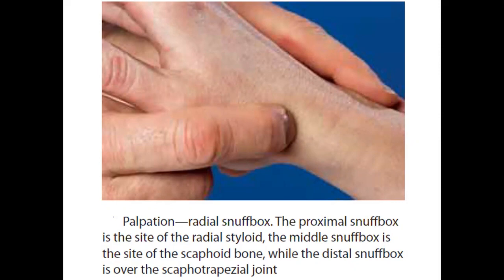The proximal snuffbox is the site of the radial styloid, and the middle snuffbox is the site of the scaphoid bone, while the distal snuffbox is over the scaphotrapezial joint. This is just the proximal and distal division of the different areas of the snuffbox. The snuffbox is that anatomical site which is made by the depth or fossa between the two tendons.